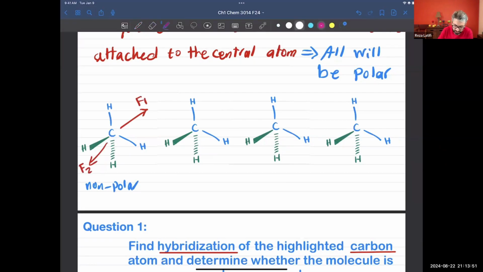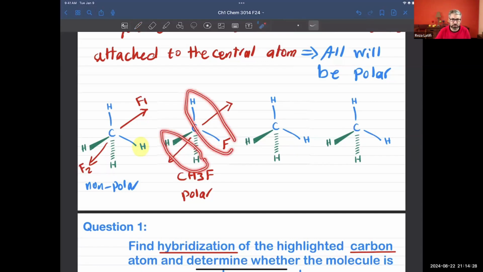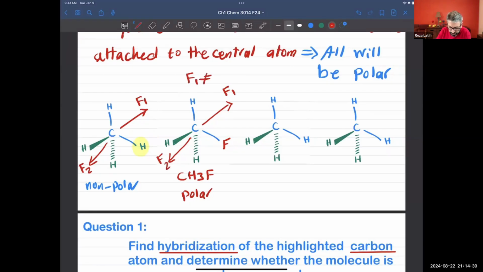Now, what will happen if I change, for example, this hydrogen? I'm going to label one hydrogen and I will change it. Let's make the hydrogen fluorine or chlorine. It doesn't matter. So we're going to change this one to chlorine or fluorine. Again, let's go with the fluorine. So what do we have here? CH3 and 1F. That's going to be polar. Why polar? Because this force is not identical. And why is it not identical? Because here you have 2 hydrogens, while there you have hydrogen plus fluorine. So they're not going to be identical. Say F1 and F2. F1 is not going to be equal to F2. Well, there, F1 was equal to F2.